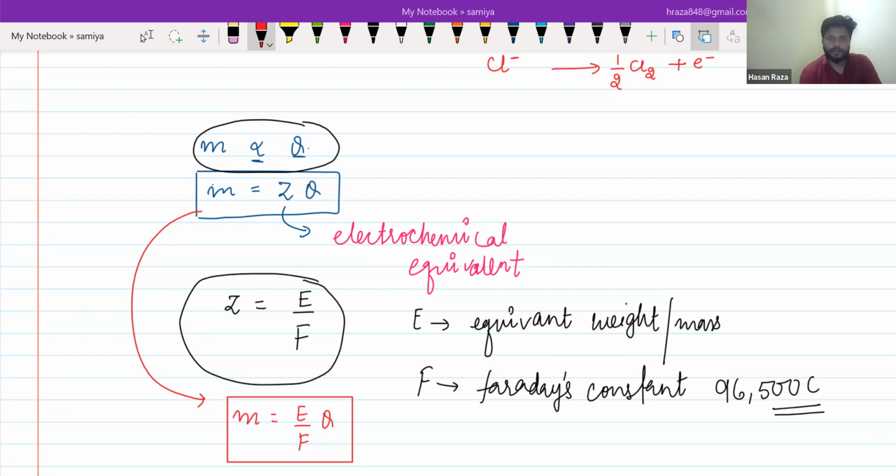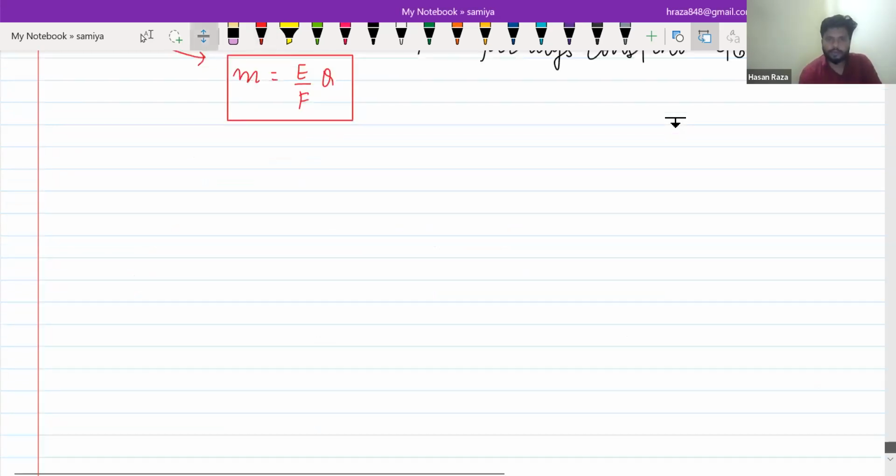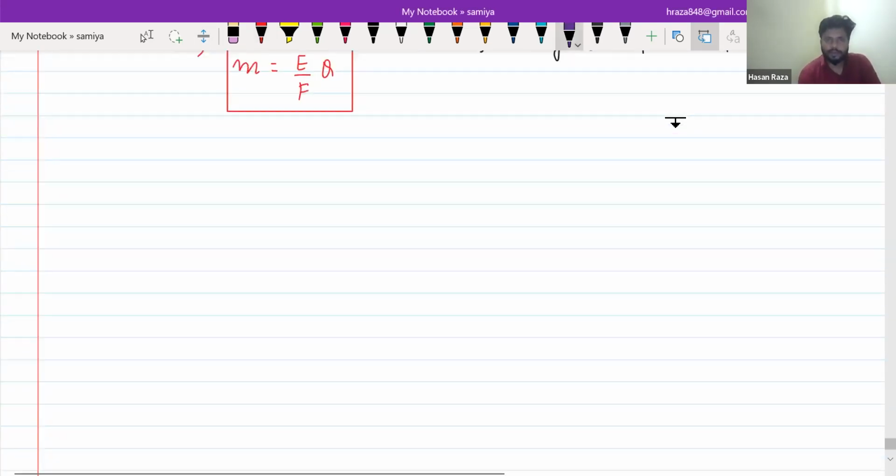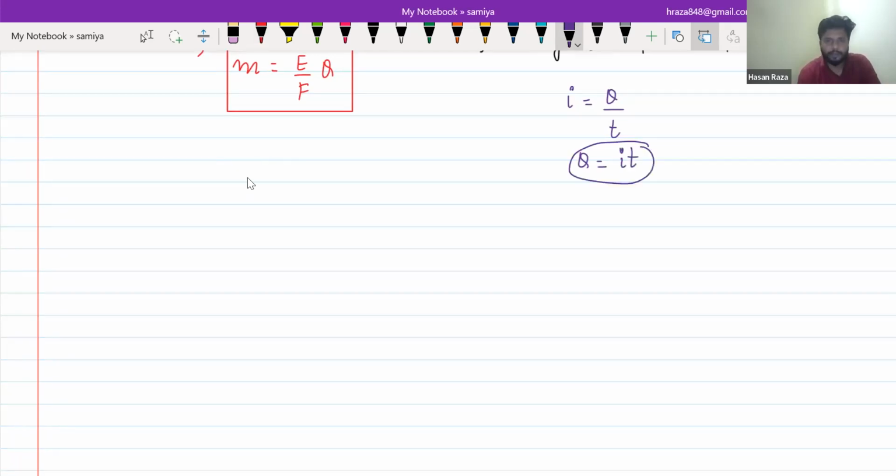Okay. Now see, you also know that from physics, electric current, I is equal to Q by T. So Q can be written as I into T. So I'm going to again modify this formula. M, the mass of substance deposited or mass of gas liberated, is equal to E upon F into I into T. Please write this.